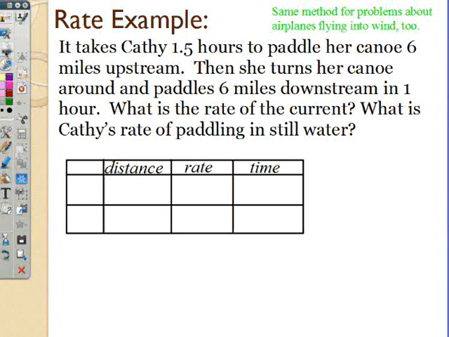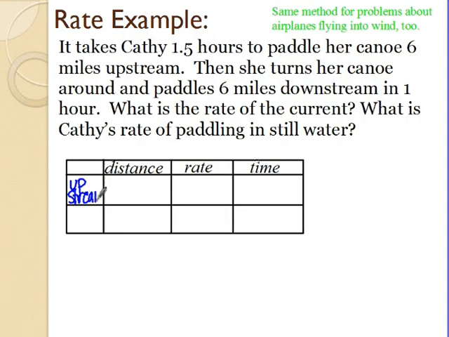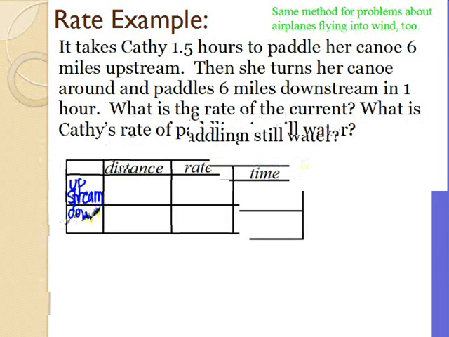Okay, so we're going to think about this. We're going to make 2 equations and we can use the distance formula. Now we're going to look at how fast she goes upstream and how fast she goes downstream.